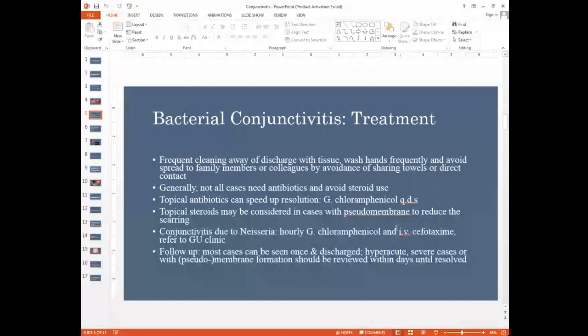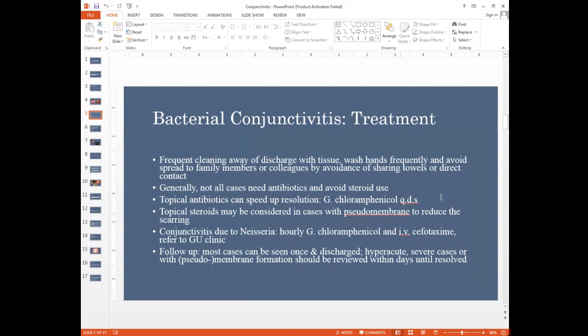Treatment, as listed here, includes good personal hygiene. Not all cases need antibiotics, really, because you don't want to increase the risk of resistance. We normally need antibiotics if it's really severe.